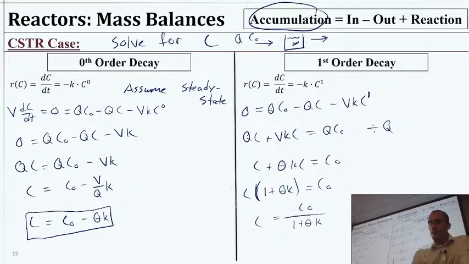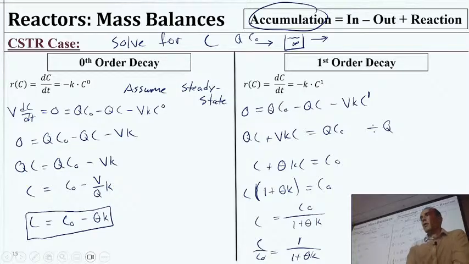Extract out that c, so I have c times 1 plus theta k is equal to c naught. So c becomes c naught over 1 plus theta k. Sometimes we'll see c over c naught equals 1 over 1 plus theta k if we solve for the ratio.